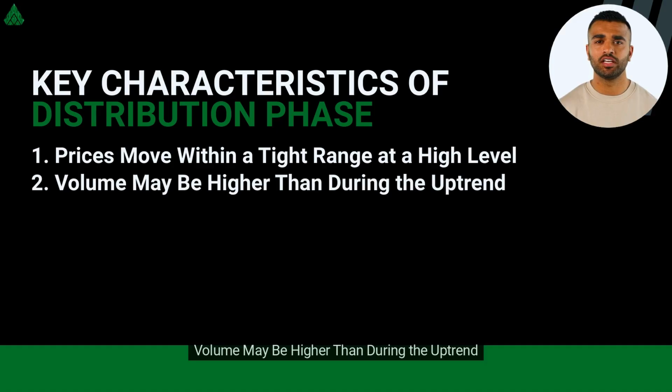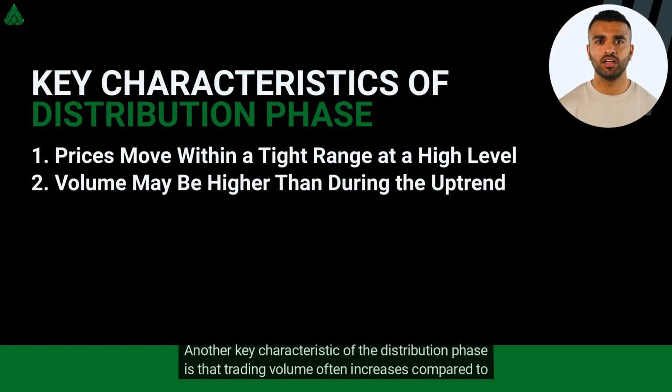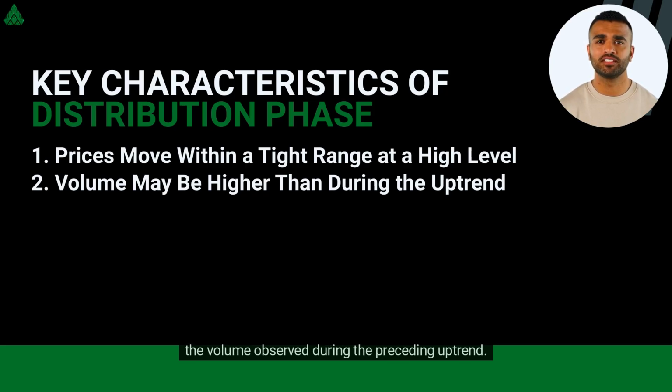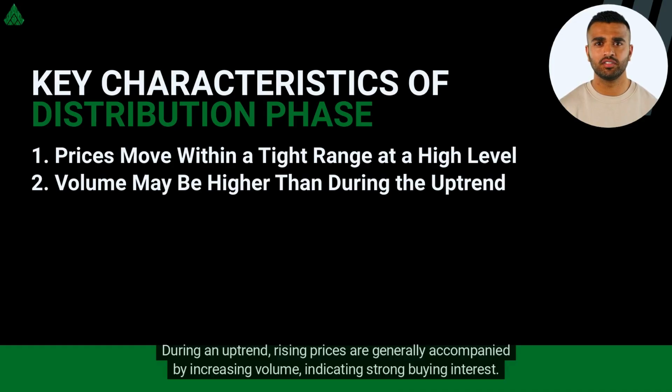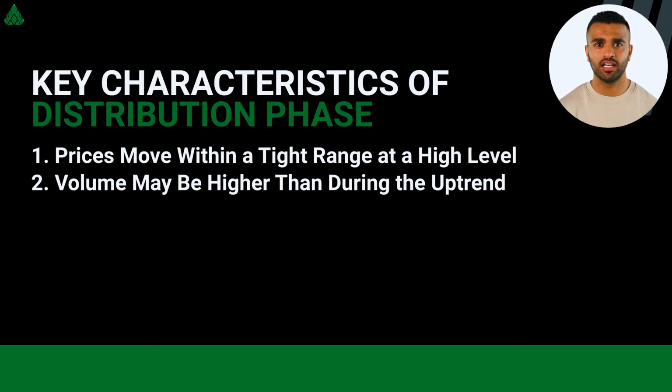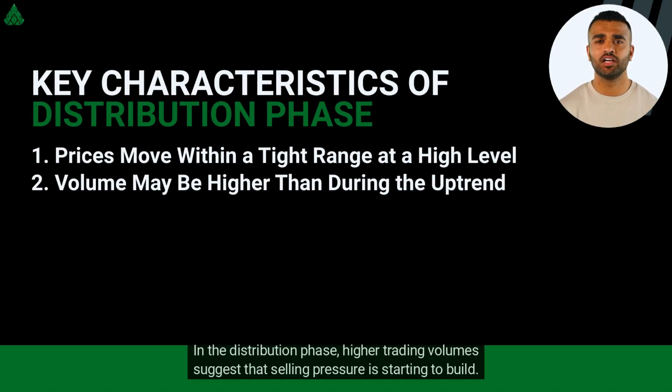Volume may be higher than during the uptrend. Another key characteristic of the distribution phase is that trading volume often increases compared to the volume observed during the preceding uptrend. Volume is a critical indicator in technical analysis, reflecting the level of market participation and interest in a particular asset. During an uptrend, rising prices are generally accompanied by increasing volume, indicating strong buying interest. In the distribution phase, higher trading volume suggests that selling pressure is starting to build.